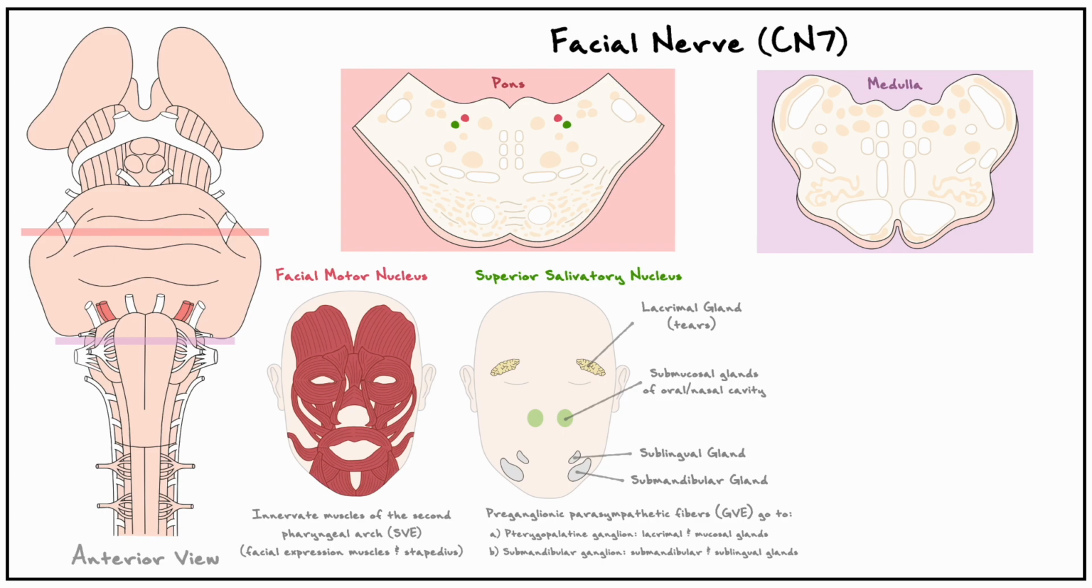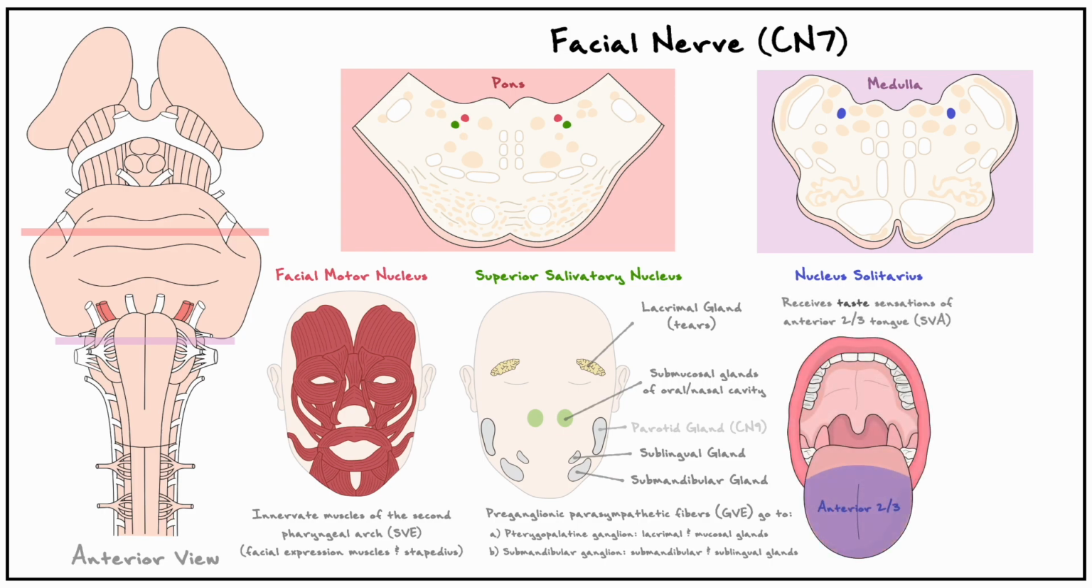I should also mention that there is a third salivary gland called the parotid gland, but this one gets activated by cranial nerve 9. Now, when it comes to the medulla, it contains an important sensory nuclei for the facial nerve, namely the nucleus solitarius. This nucleus receives taste sensations of the anterior 2/3 of the tongue from the facial nerve.